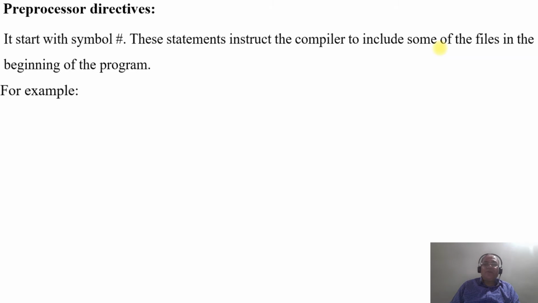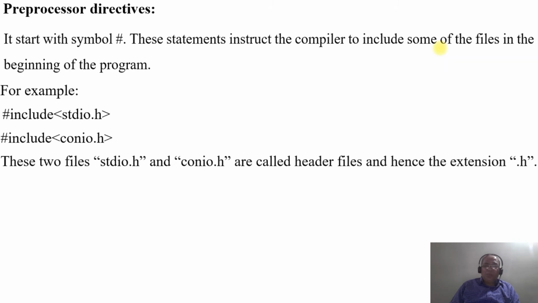What are all the things which are required? For example, you can say #include <stdio.h> within less than and greater than symbols. Similarly, include conio.h. So these two files, since it is a .h, are header files. stdio.h and conio.h are called the header files, and hence the extension is .h.